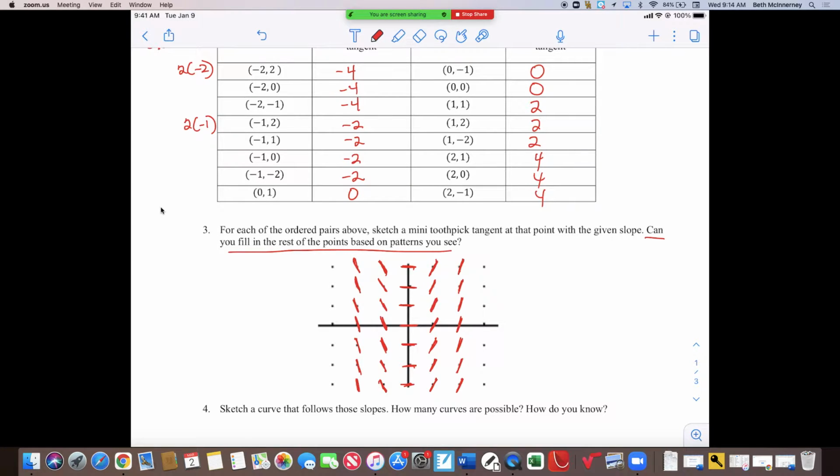Now, even though we were not asked in the table, can we figure out what's going to happen when x is 3? I actually could figure out what's the slope. What would it be? 6. And then we can sketch it. It just needs to be a little bit steeper than the 4. And then over here, this one's going to be -6.